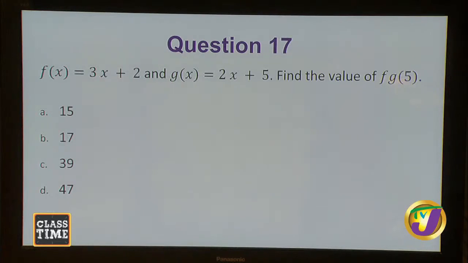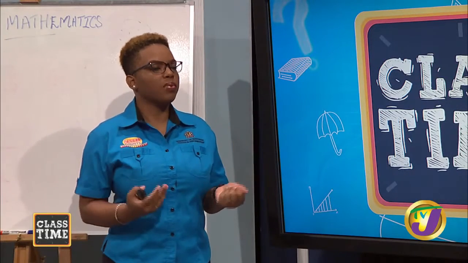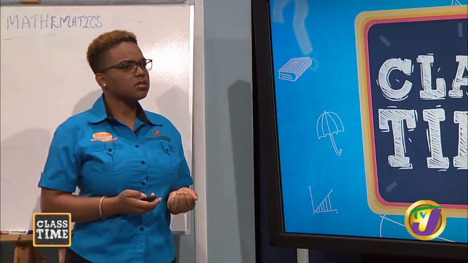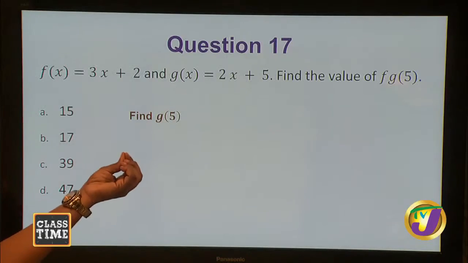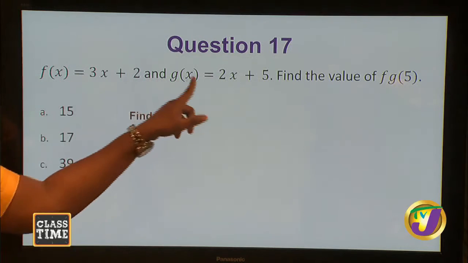So, our final question. If f of x is equal to 3x added to 2, and g of x is equal to 2x added to 5, we're asked to find the value of f of g of 5. What does this mean? So we're doing composite functions, yes? So I can simplify g of x first. So we're going to find g of 5. In other words, wherever x is, I'm going to substitute 5 there. In which function? The g of x function.